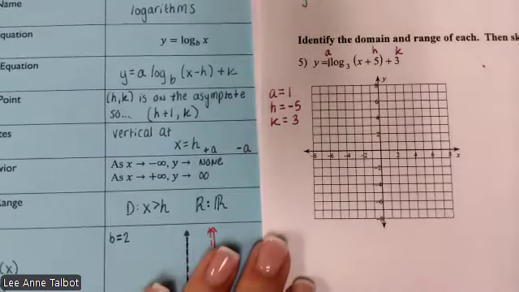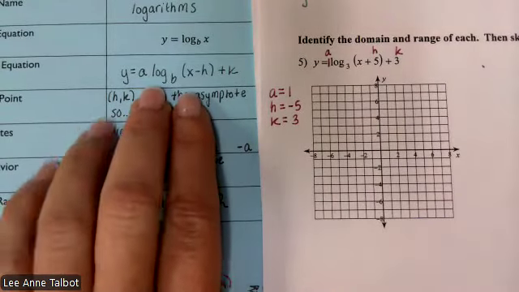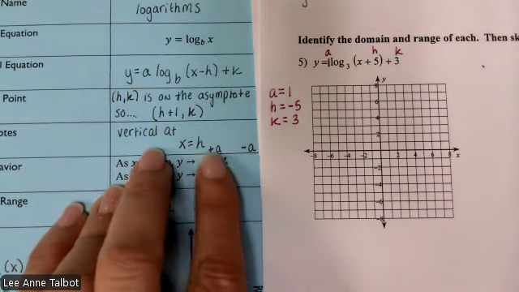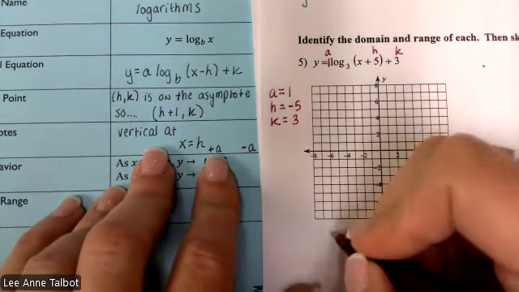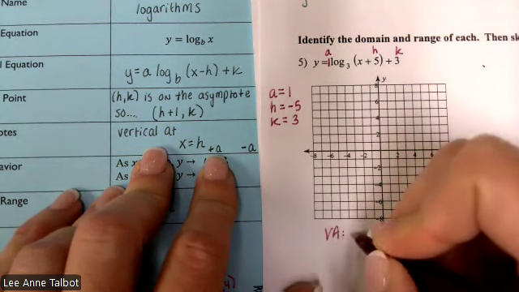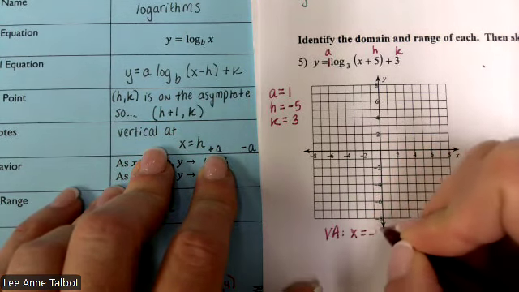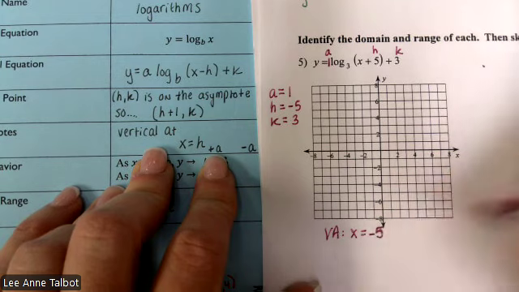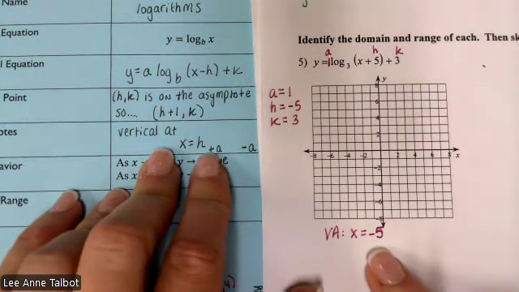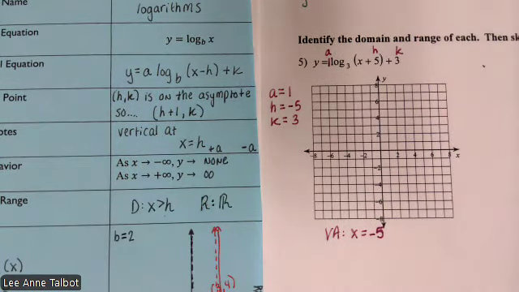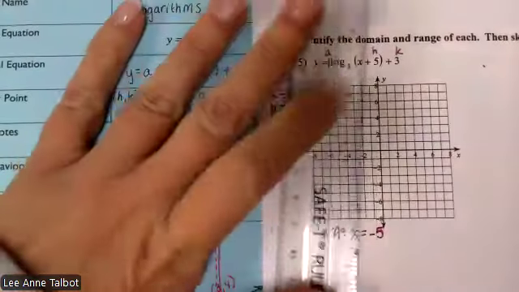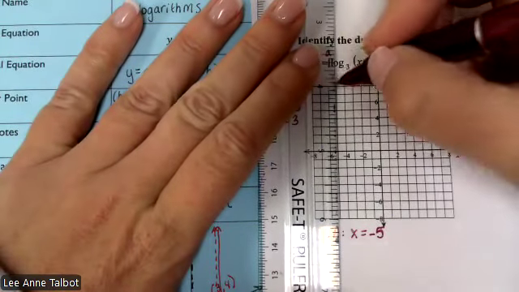Okay, so I do care about some stuff. I care about the asymptote first. Vertical asymptote at x equals h. Vertical asymptote at x equals h is what I'm going to do first. Then I'm going to get my ruler and go to -5.